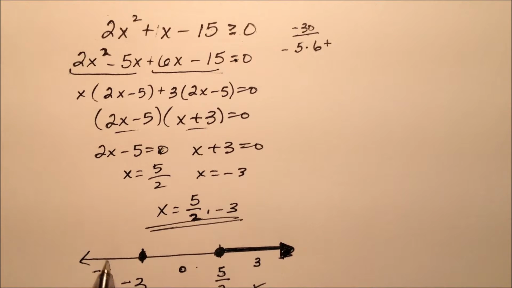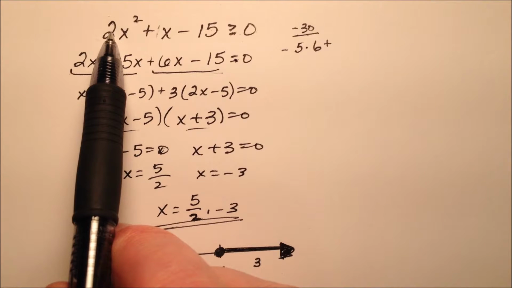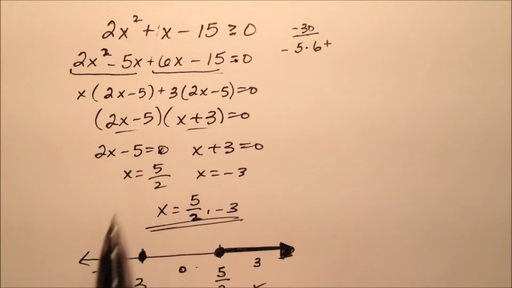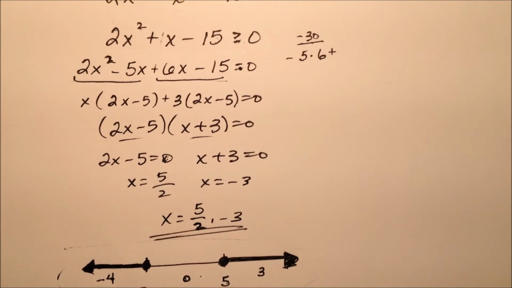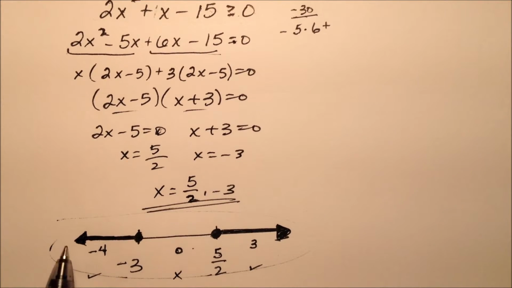So I'll go ahead and shade that one right now. Okay, and let's try -4. So -4 squared is 16, times 2 is 32, -4 is 28, and -15 is still greater than or equal to 0. So this side also will be shaded. So the solution set for this original quadratic inequality is given by this graph.